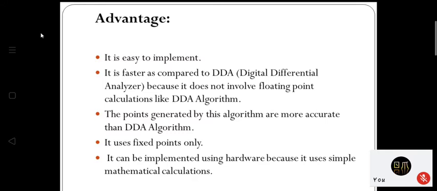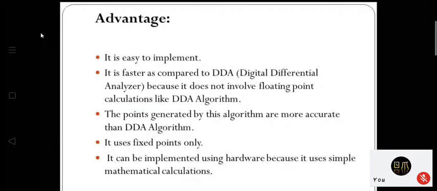Then it can be implemented using hardware because it uses simple mathematical operations. So this is one algorithm which can be easily implemented using hardware. The DDA algorithm used to get implemented only with the help of software, so hardware implementation was not possible for DDA, but it is possible for Bresenham algorithm, because it uses simple mathematical operations like integer addition, subtraction, and multiplication. So these are the advantages.